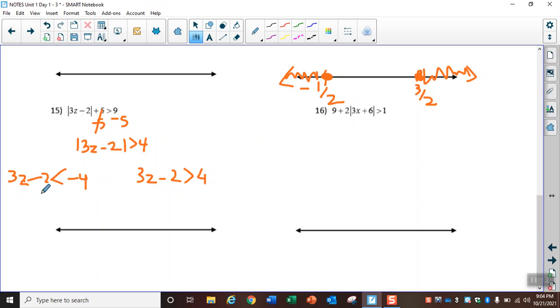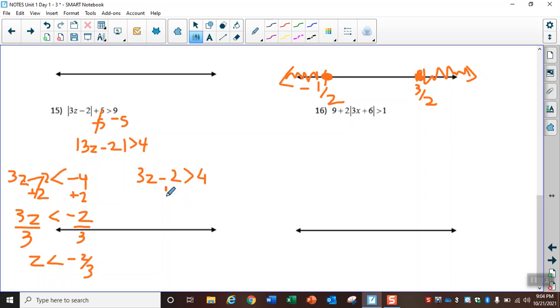All right, then I'll just solve this. So I'll add 2, add 2. So then that goes away, and I'll bring down my 3z is less than, let's see, negative 4 plus 2 is negative 2. Divide by 3, divide by 3. So I get z is less than negative 2/3.